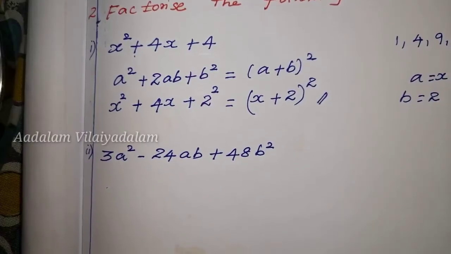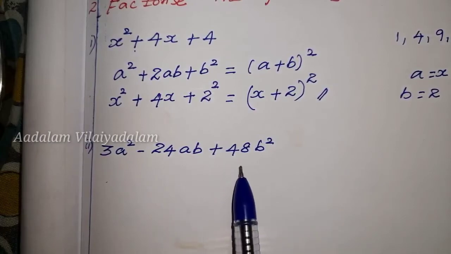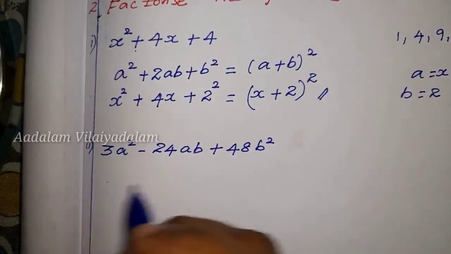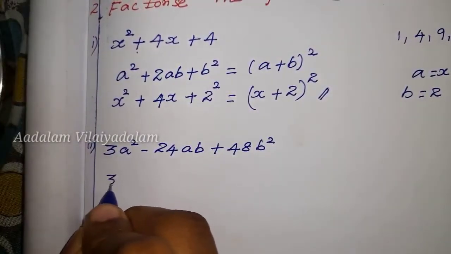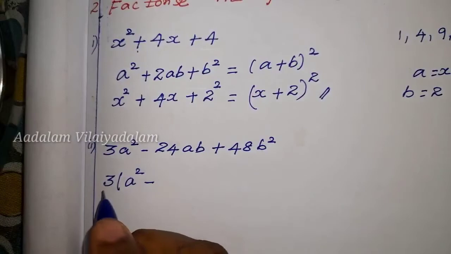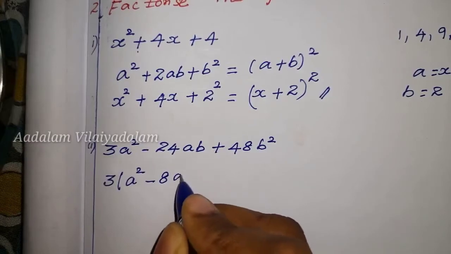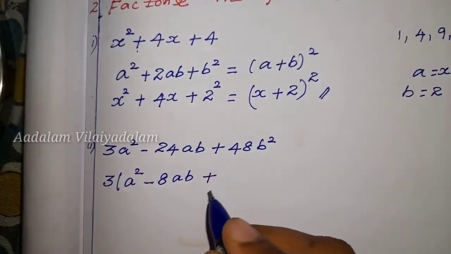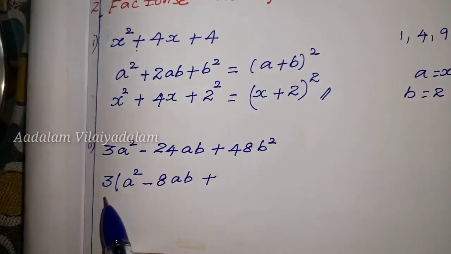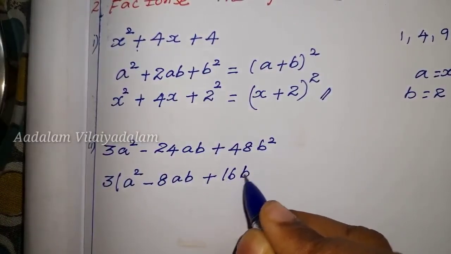The second one: 3a square minus 24ab plus 48b square. Here it's a multiple of 3 only. So 3 table reduced by 3, just take 3 outside. What is the remaining one? a square minus, already take 3. 24 in the table of 3, how many times? 8 times only, 8 3s are 24. ab plus, 3 table 48, how many times here? 16 times, 3 16s are 48. b square.